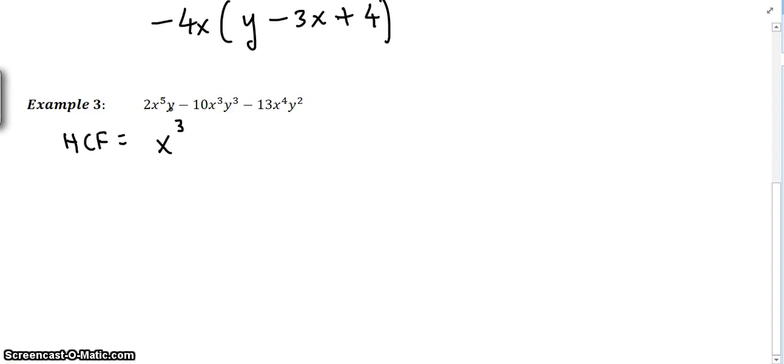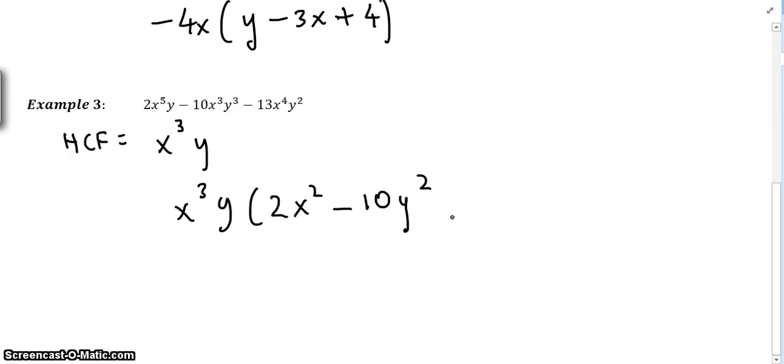Now let's have a look at the y's. Y is common, y to the power of 3 and y to the power of 2. How many y's? Well, in this case we only have 1. So this is going to be the term outside of our brackets, and what's going to be left after we take out x to the power of 3 y from all of these terms? What we get left with is 2x squared minus 10y squared, and the last one will be minus 13x, and the last term will be y.